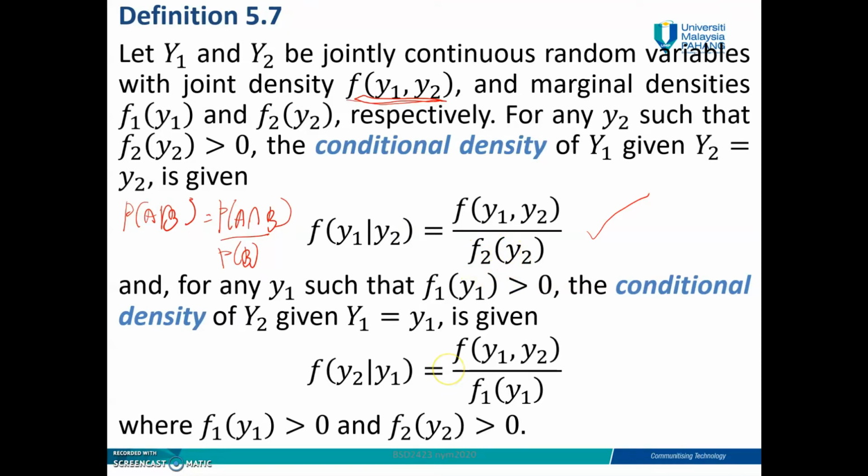We continue. For any y1 such that the marginal function is greater than 0, the conditional density of y2 given y1 equal to y1 is given by this equation. This is similar to the previous one, but here we want to find y2 given y1. So here is the joint density function, but the denominator is focused on y1, and the denominator should be greater than 0.